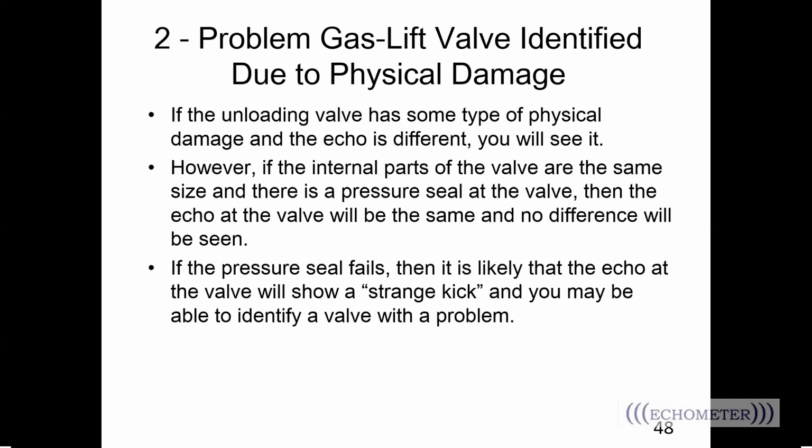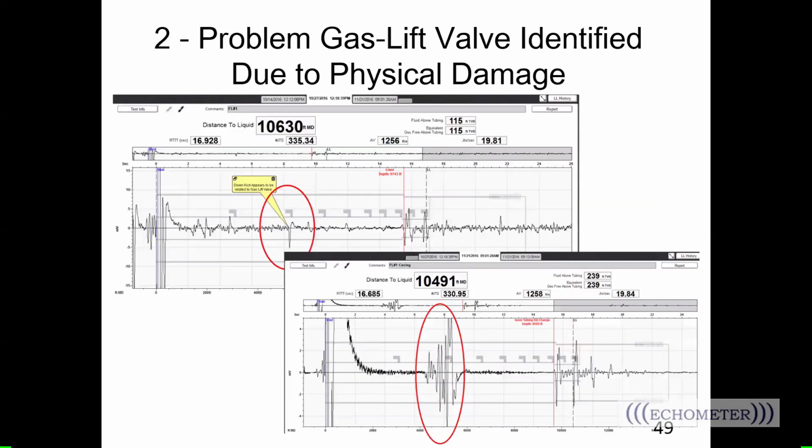If the pressure seal fails, it's likely the echo at the valve will show a strange kick, and you may be able to identify a valve with a problem. All right, so here's 2 fluid level shots. This was on the same well. This top one here was from October 27th. And there was a kick here that appeared to be located at the depth of this valve. And then a month later, they took another fluid level shot. And again, we're seeing it was just a damaged valve, so we're able to see that pretty easily.